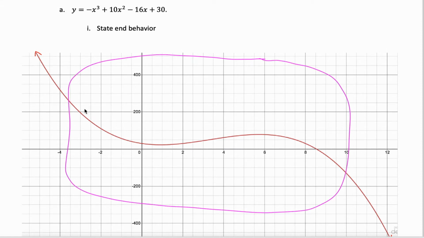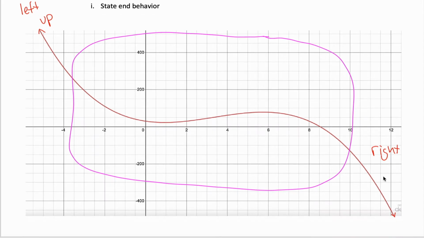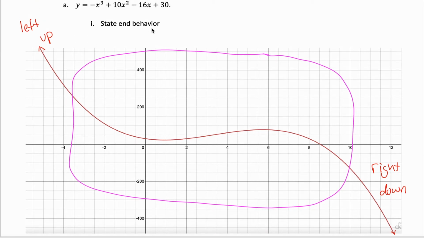All I'd be doing is trying to identify when this graph goes far enough out to the left, does it go up or down? What you can see in this case is when we go to the left, the graph goes up. What about to the right? Well, when we go all the way out here to the right, it looks like the graph goes down. That's what these different arrows indicate on the far sides of my graph. The end behavior for this graph is it goes up when you go to the left and it goes down when you go to the right.